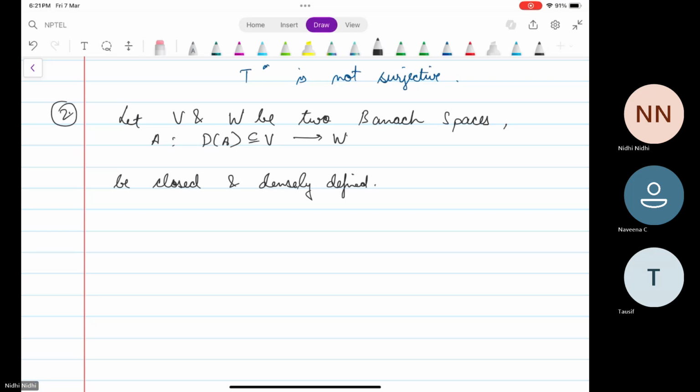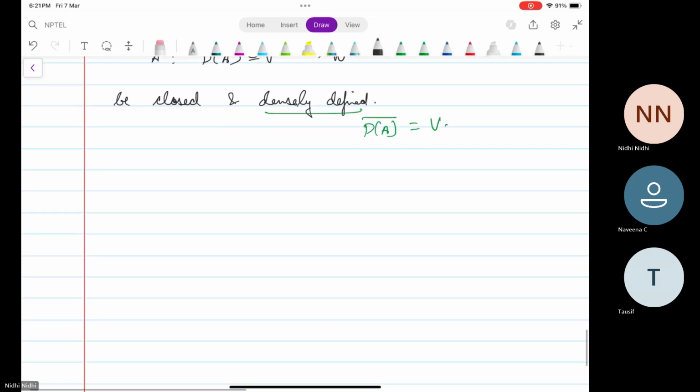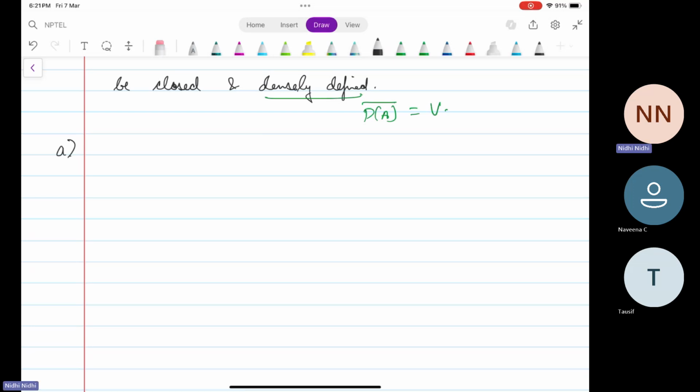That means the map is closed, and the closure of domain of A is basically equal to V, and using this density we can extend this A to whole V. Part A. If range of A is dense, then show that A star is injective.